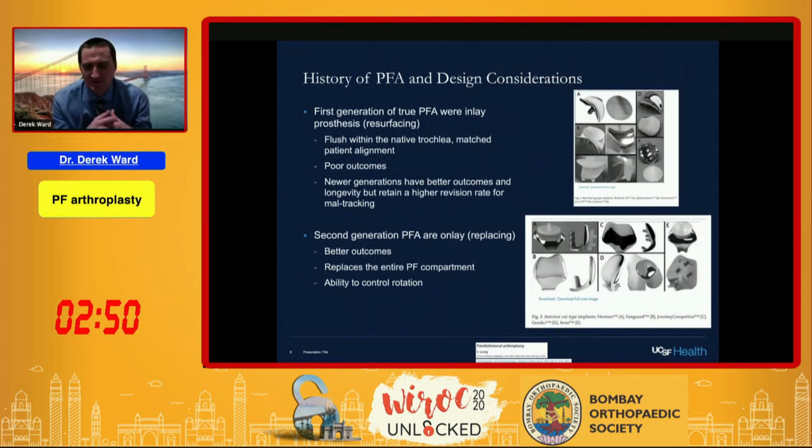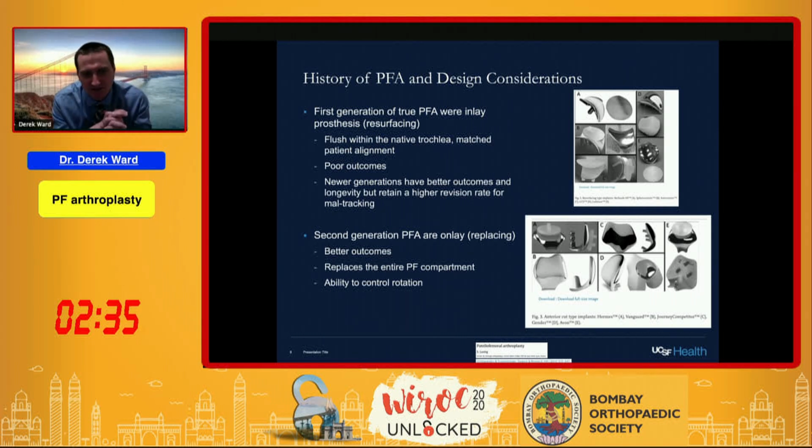Important considerations for patellofemoral arthroplasty include implant design. The first generation of PFAs were inlay prostheses. You can think of these as resurfacings. They essentially were flush with the native trochlea. In general, these prostheses had poor outcomes. However, newer generations seem to have slightly better outcomes.